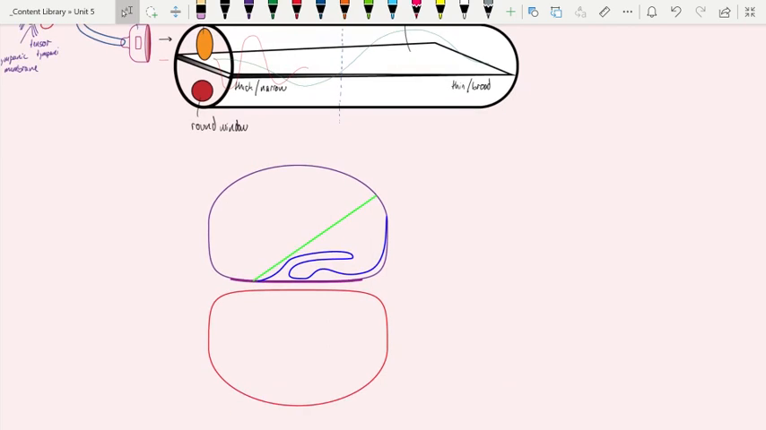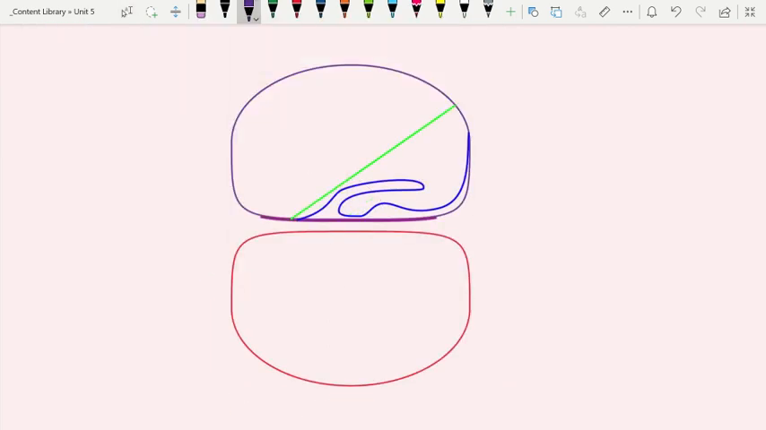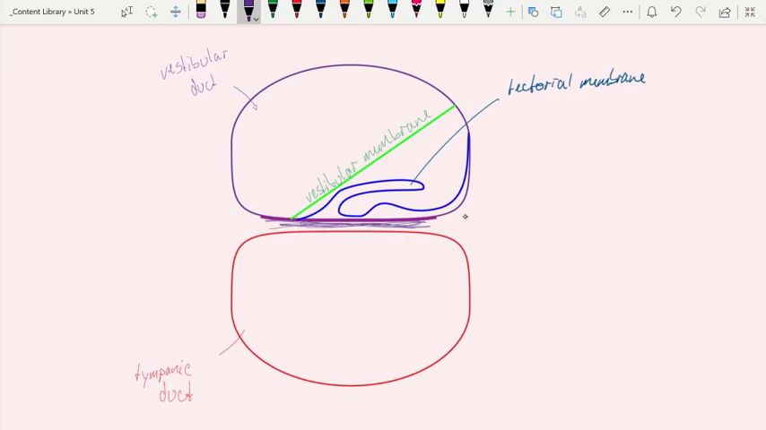So this top structure is the vestibular duct. This bottom structure is the tympanic duct. This green structure, very important, is the vestibular membrane. Here we have the tectorial membrane. The basilar membrane that we've been talking about is this area here that separates the two. So this structure here, basilar membrane.